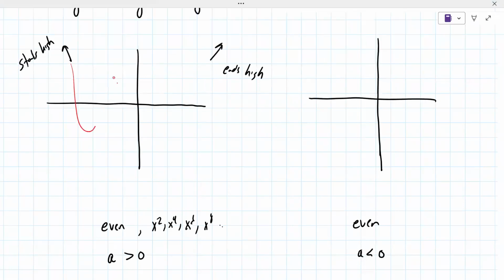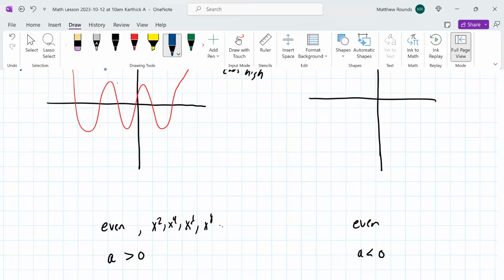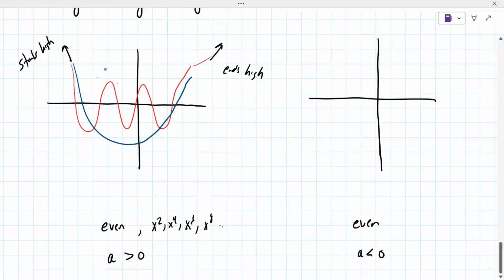Like it could bounce around. Or maybe it doesn't do much. It just comes down, it comes back up. But we only care about what's called the end behavior, where it starts and where it ends.